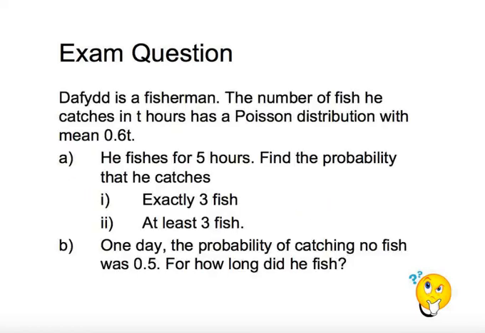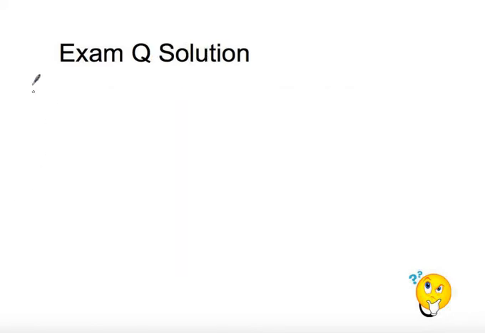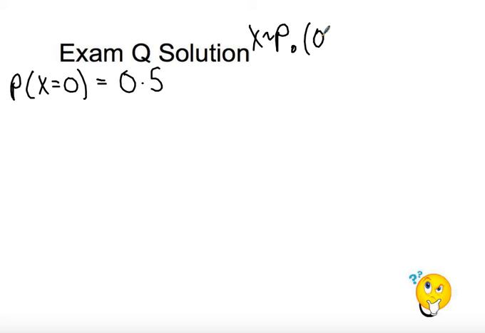Now, the last part of the question, let's just go back and recap that. One day, the probability of catching no fish was 0.5. So for how long did he fish? Okay, so we're told probability X equals 0 equals 0.5. This is a question where you're going to have to use the formula to find this. If I was to calculate the probability of X equals 0, at the moment all I know is that X is distributed with a Poisson mean of 0.6t.